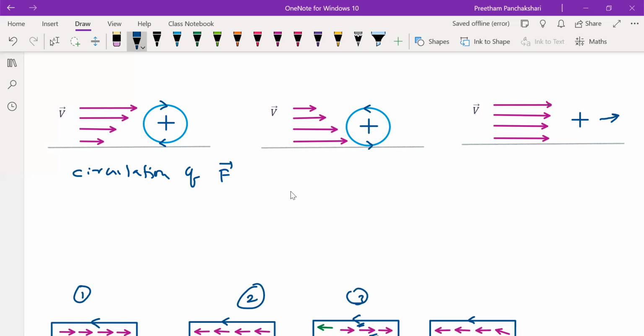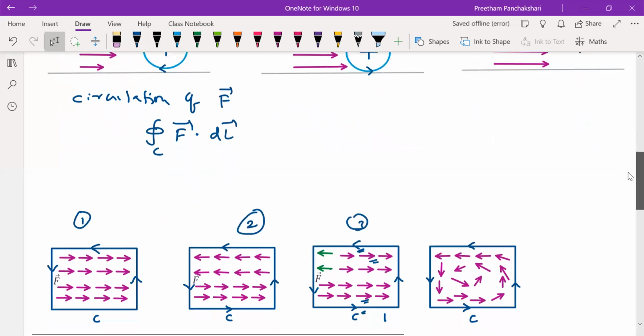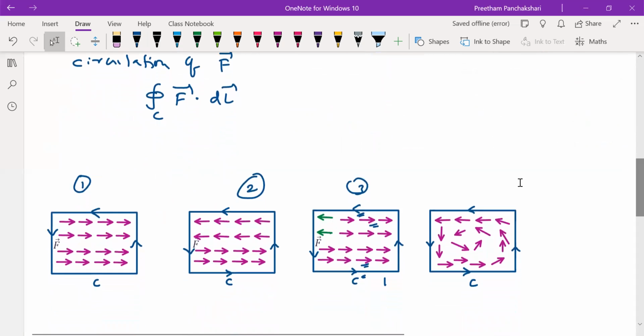And in mathematics, we express circulation as the integral of the force over a closed path. Integral of the force over a closed path. So for that, we shall go for more examples. Let us take a few more situations here.